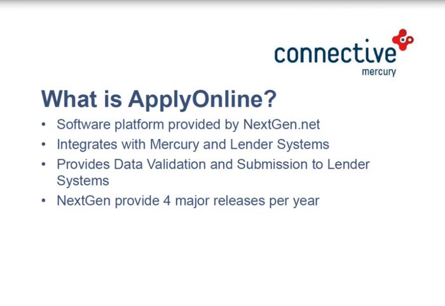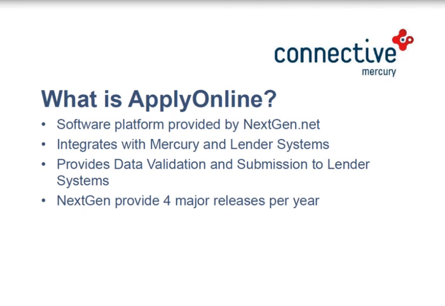It is a system which integrates with Mercury and lender systems, so it sits between Mercury and the lenders and allows you to push data from Mercury into Apply Online and then actually submit from Apply Online to the lender and get a response back in sort of 60 seconds type thing. It provides a data validation system, so it actually tells you what data is required by the lender and will point out if there's anything missing.